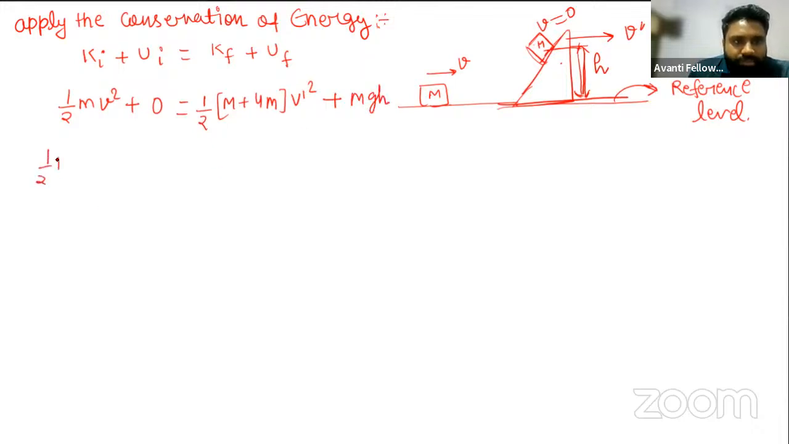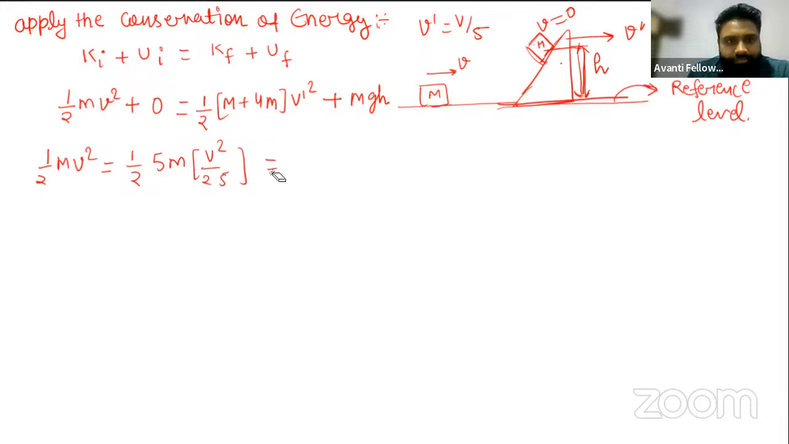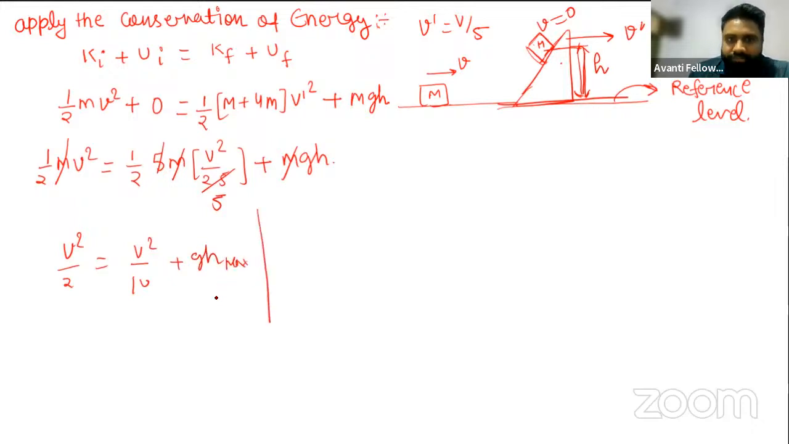Now, 1 by 2 times mv square is equal to 1 by 2 times 5m times v dash square, which is v square by 25, because v dash is nothing but v by 5. We have calculated it. Plus mgh. Now 5 times 5 is 25, so you can cancel out this m from both sides. So you will have v square by 2 equals v square by 10 plus gh, and this h is the maximum height.